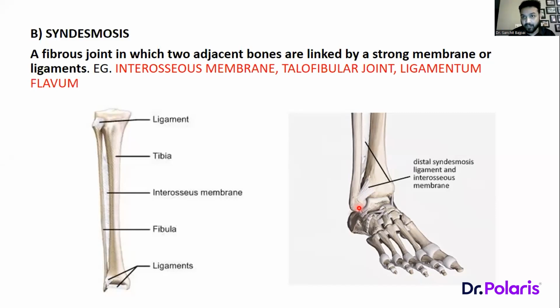and supination. Correct? Another important example of this particular syndesmosis is the talofibular joint. Okay, so here is your bone called the talus, and here is your fibula. So you have a connection between them. That is also a type of syndesmosis. That's called a talofibular joint. And the last example of this syndesmosis variety is ligamentum flavum.